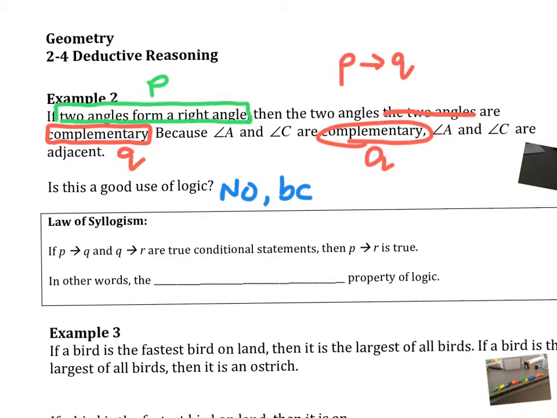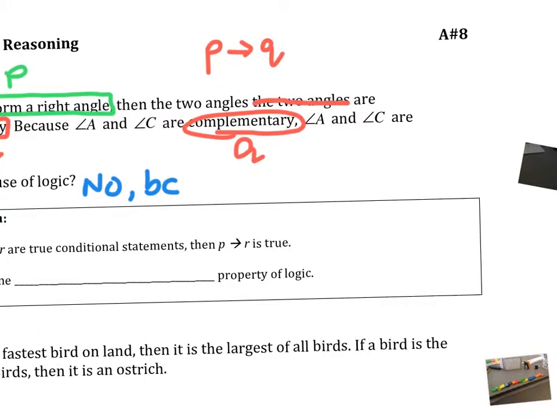because Q happened, but not necessarily P. P may have happened, but we don't know.